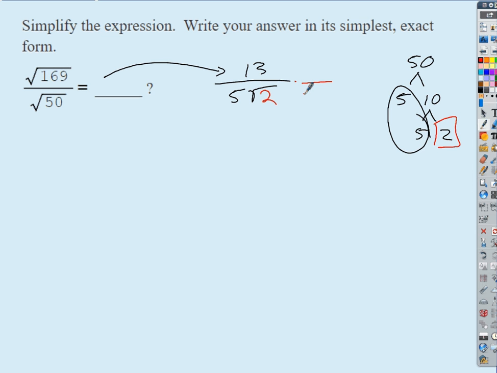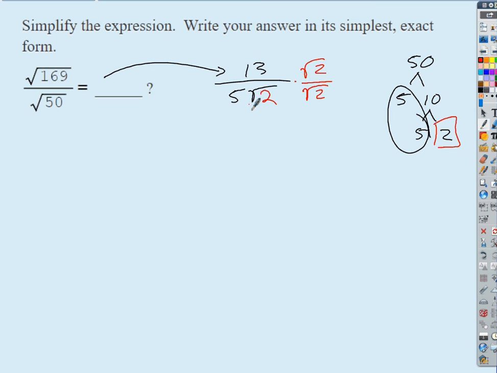Okay, and I don't need the 5. All I really need is just the square root of 2 in both the top and the bottom. If I divide something by itself, isn't that equal to 1? So I've just multiplied my number times 1. I haven't changed the value, have I? Why did I do that, though?